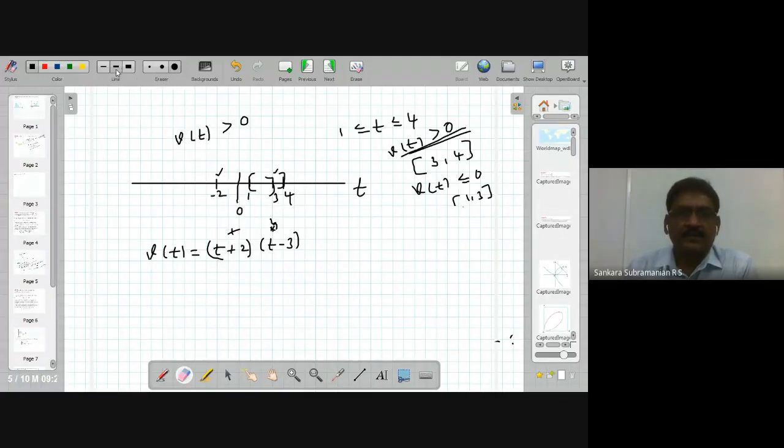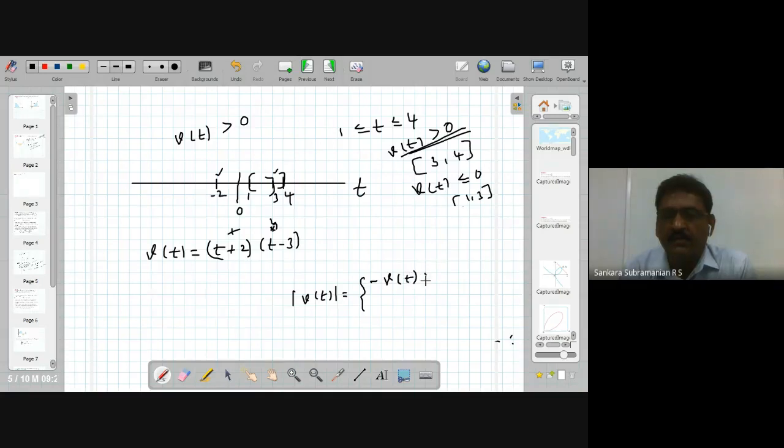Okay, now tell me. Modulus of v of t, in this case, is equal to minus v of t when v of t is negative, in the interval 1 ≤ t ≤ 3. Because it is negative, to make it positive it should be minus v of t. If it is positive, we can leave it as it is, v of t, when 3 ≤ t ≤ 4.